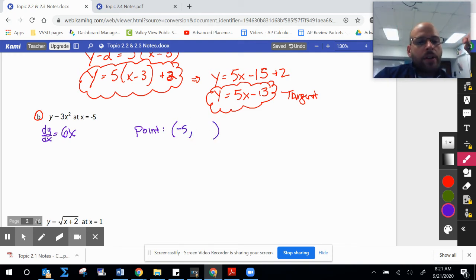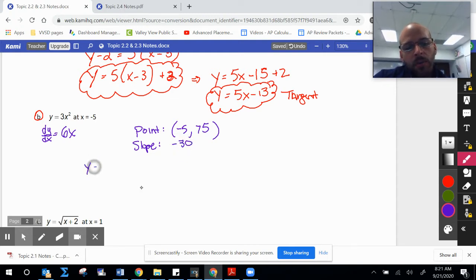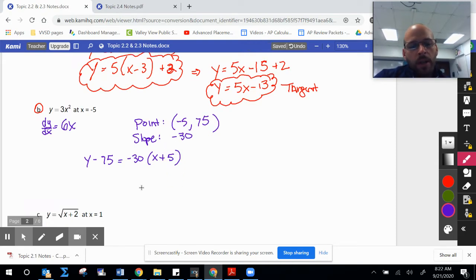Now I need the y value, so I'm going to plug that in. So negative 5 squared is 25. 25 times 3 is 75. The slope is going to be 6 times a negative 5, which would be a negative 30. So my tangent line would be y minus 75 equals a negative 30 times x plus 5. Again, I'm just using that point slope formula.